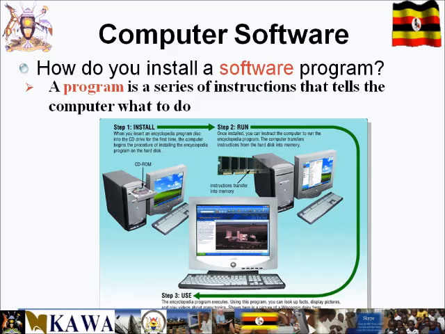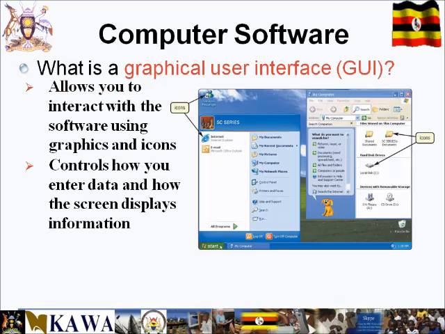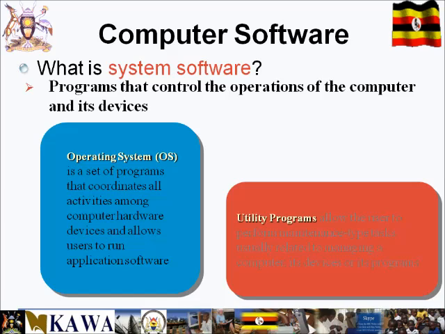And then we also have to look at software. What's software? So how do you install a software program? So a program is a series of instructions that tells the computer what to do. Help the computer to be user friendly, and that's what we call graphical user interface. So this allows you to interact with the software using graphics and icons. It also controls how you enter data and how the screen displays information, just like the way you see in this slide here.